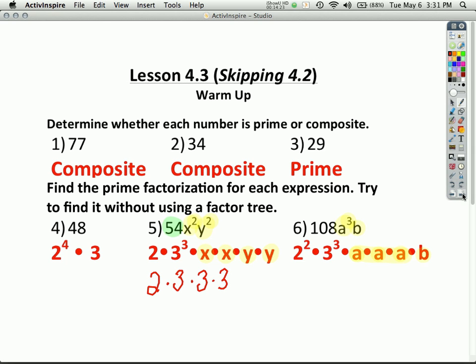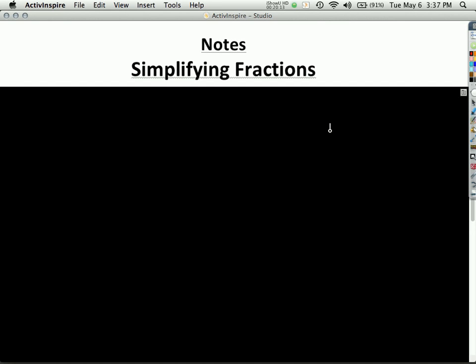So, the title of today's lesson is Simplifying Fractions. That might freak you out a little bit. Might not be what you want to hear, but if you're patient for just a little while, you're going to see that it's actually not what you think it is.